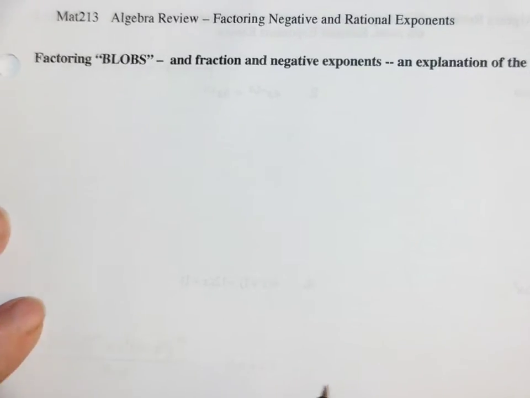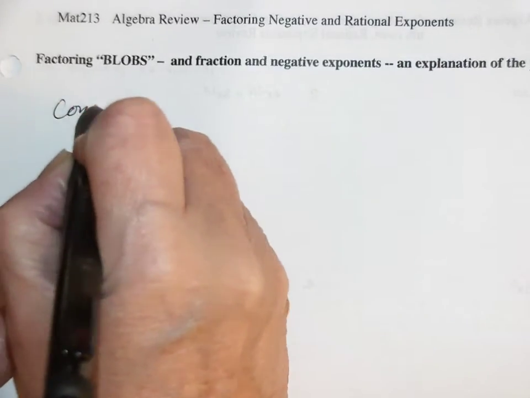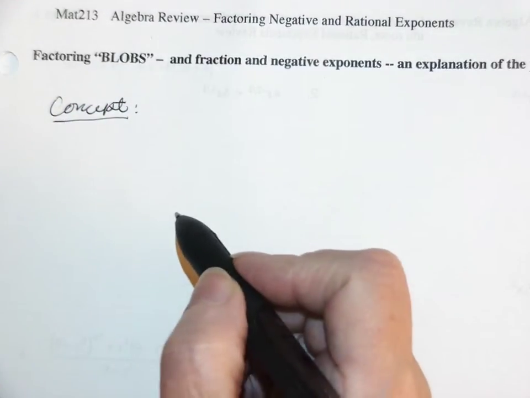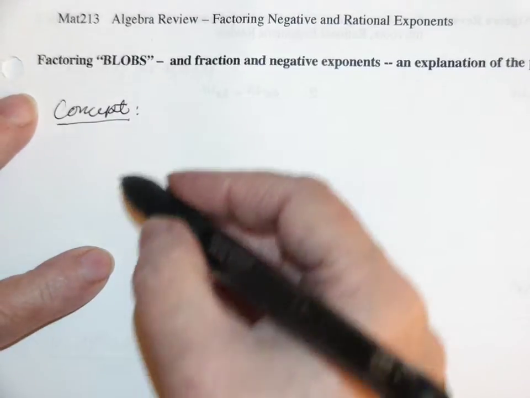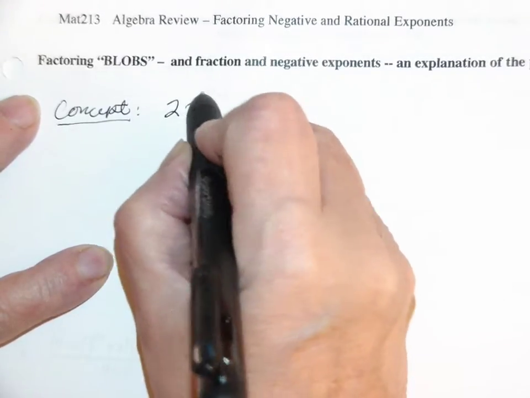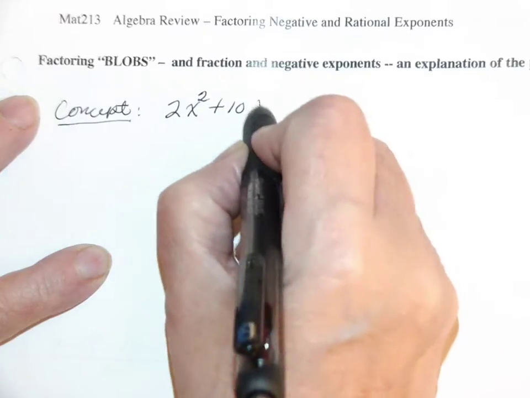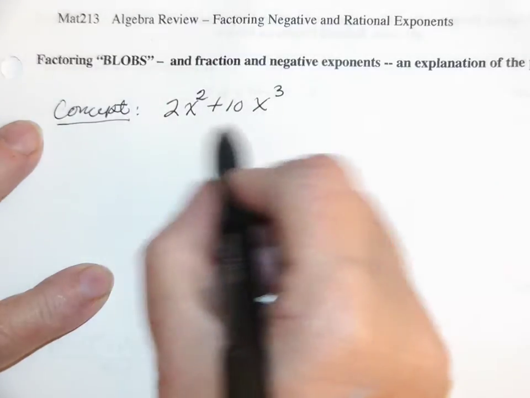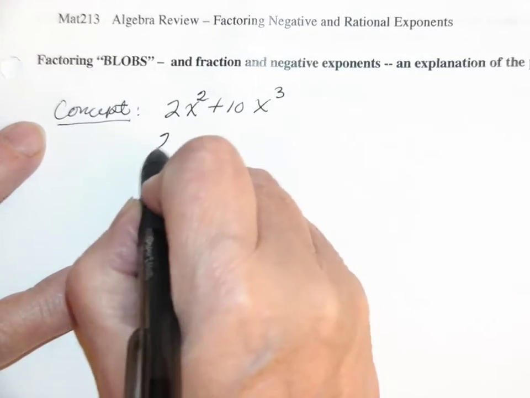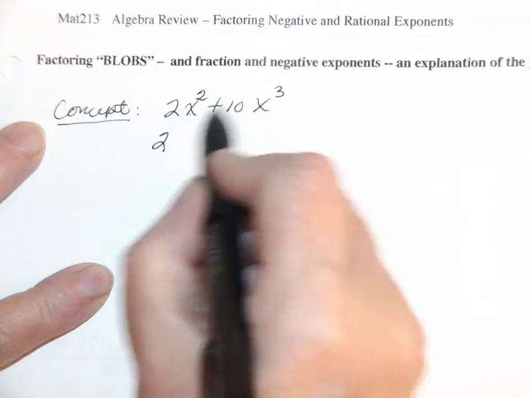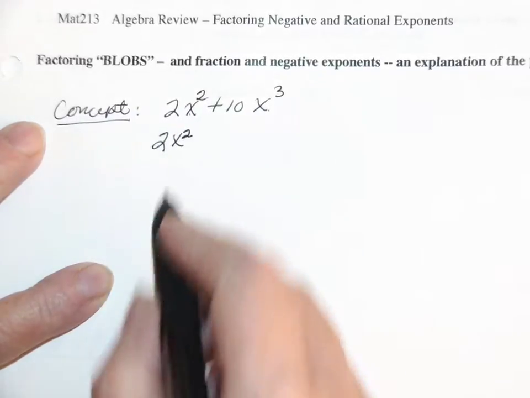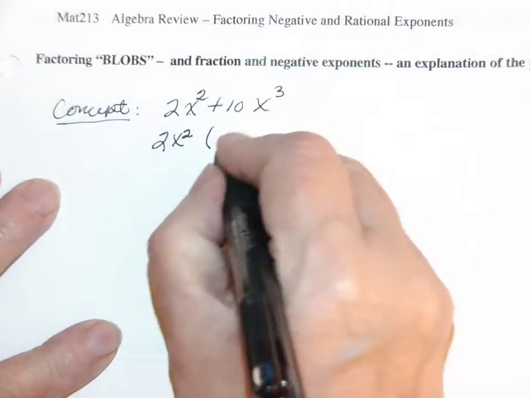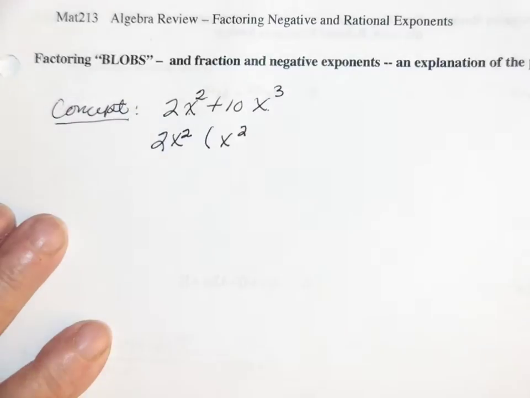We first want to approach the concept. Concept being something that you've done over and over and over again, which is 2x squared plus 10x cubed. Now you would say that the greatest common factor is a 2. Smallest power between the x's is x squared. Now the concept itself says you're removing the 2 from the x squared.